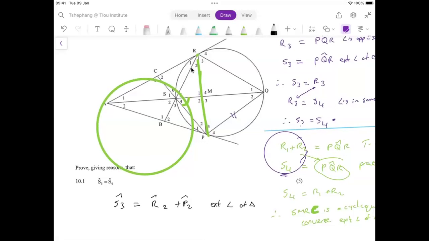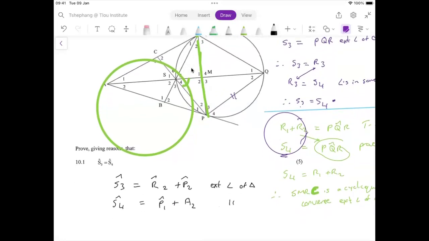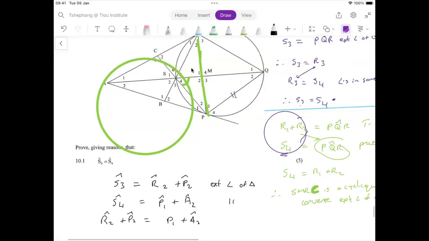Now, the next thing that we can say is S4 must be equal to P1 plus A2. The same reason, exterior angle of a triangle. Now remember that we proved that S3 and S4 are equal. So we can say that R2 plus P2 are equal to P1 plus A2 angles, only because S3 is equal to S4.